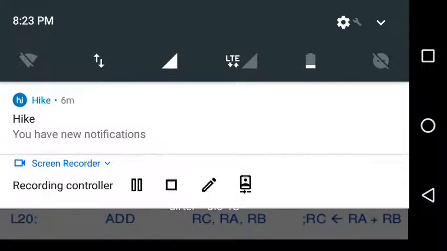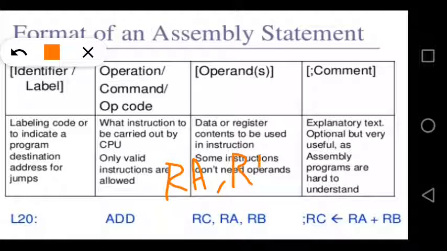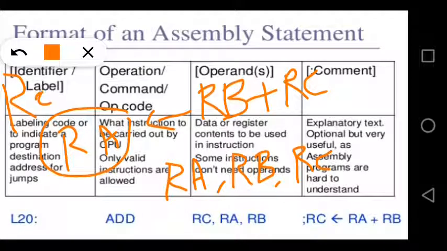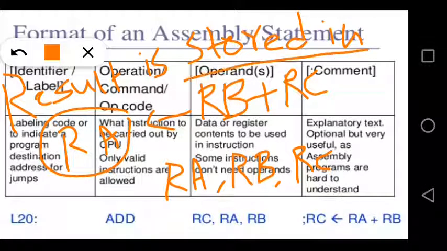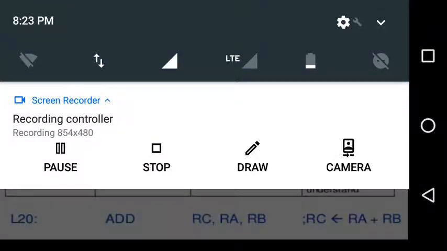If I give the order like RA, RB, RC, the content of RB and RC is added and the result is stored in RA.